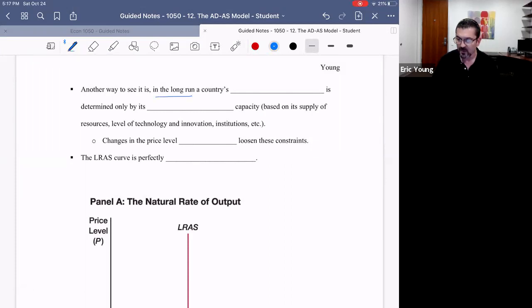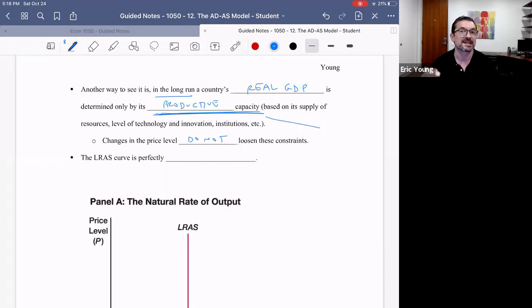In the long run, the country's real GDP, which is its output level, is determined only by its productive capacity. Okay, let's say that again, because it's really important. In the long run, changes in the price level do not loosen the constraints that a country has. Once again, in the long run, the country's real GDP has only one metric that defines it, and that is the country's productive capacity.